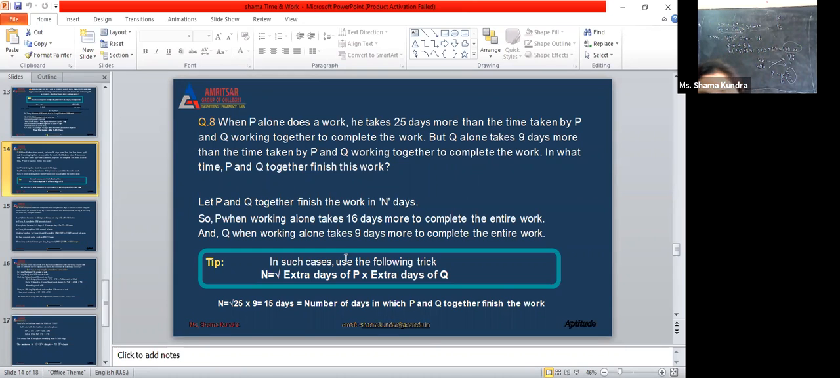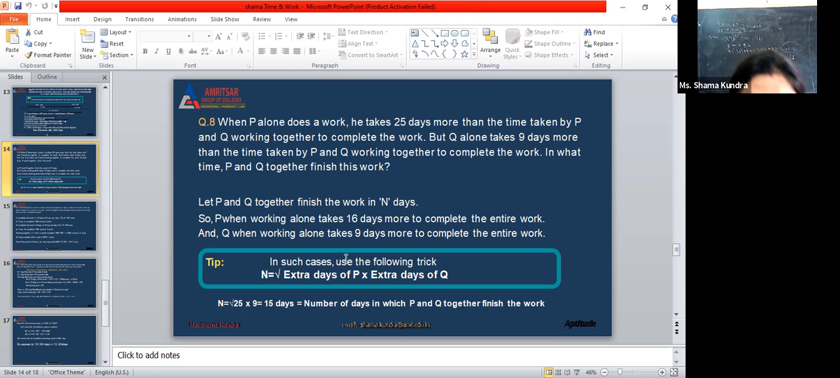The number of days taken by P and Q to complete the work is the root of extra days taken by P multiplied by extra days taken by Q. Over here, extra days taken by P is 25, which is 25 days more than P and Q together. Extra days taken by Q is 9 days more than P and Q together. So we have to find how many days P and Q will take. Just remember this small formula and you will be able to solve this sum.